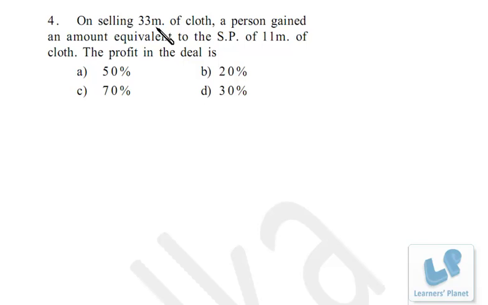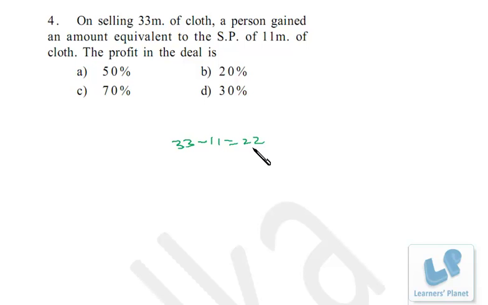We assume that the selling price per meter of cloth is 1 rupee, right? That means he's selling 33 meters of cloth. This is the selling price, 33 rupees, right? Minus profit. Profit is 11 rupees because on selling 11 meters he is gaining. That means 11 rupees is the profit. So this is actually the cost price, right?